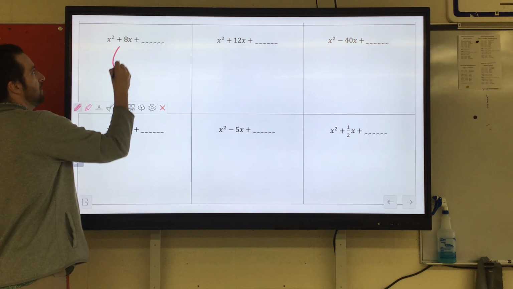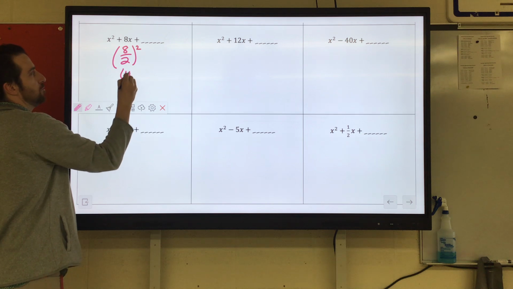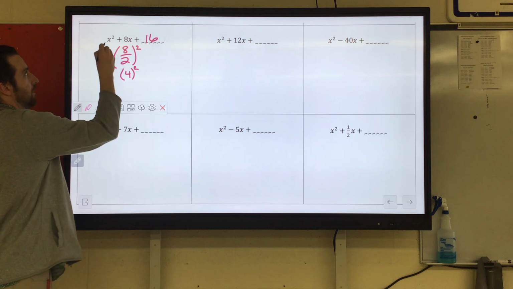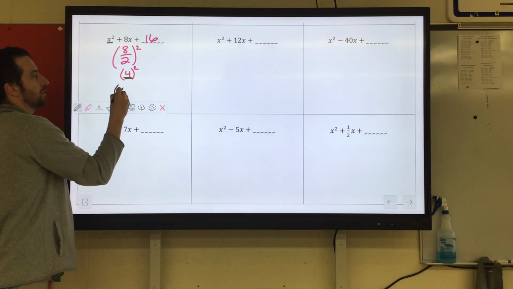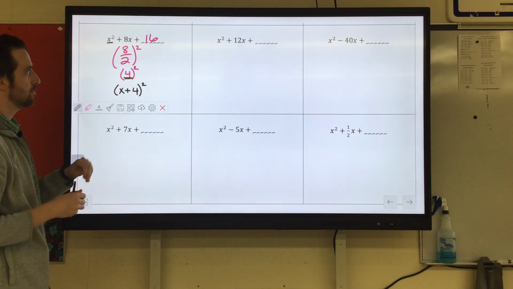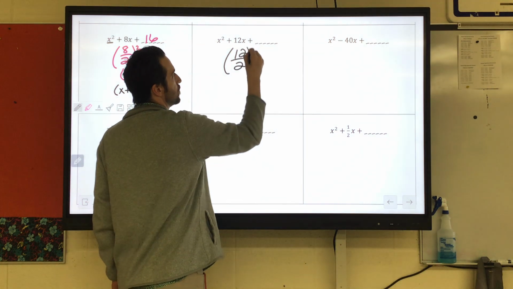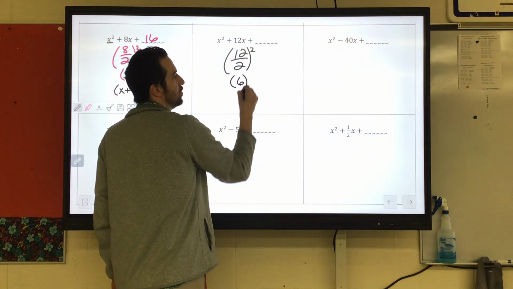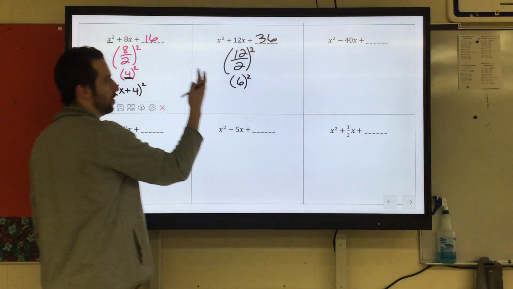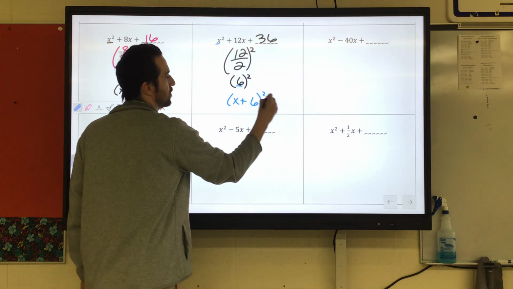We're going to take the 8, divide by 2, and square it. 8 divided by 2 is 4. 4 squared is 16. Writing that in factored form, x, and it was positive 4, so x plus 4 squared. Here we go. We're taking the 12. We're dividing by 2, and we're squaring it. 12 divided by 2 is 6. 6 times 6 is 36. Writing that as a perfect square, x, and it was positive 6, so x plus 6 squared.